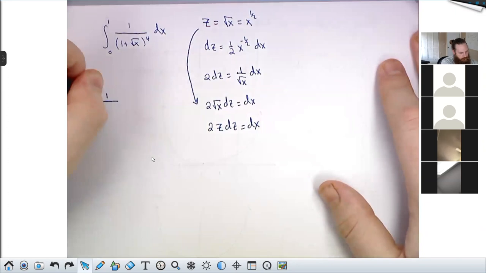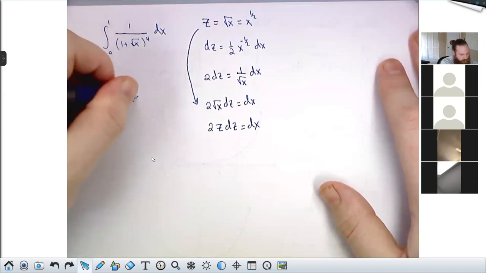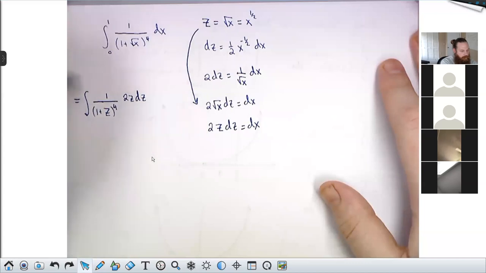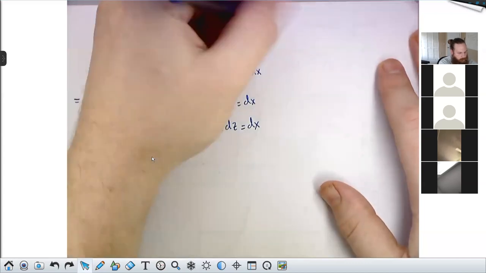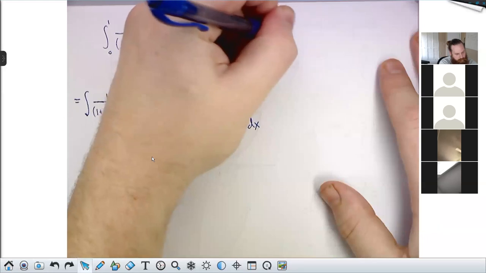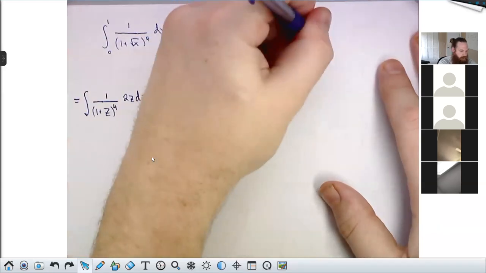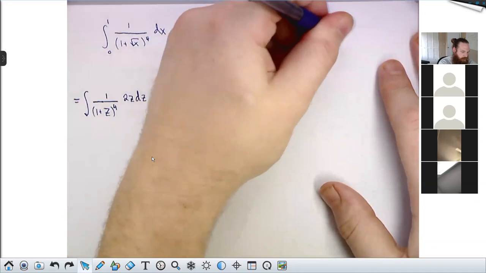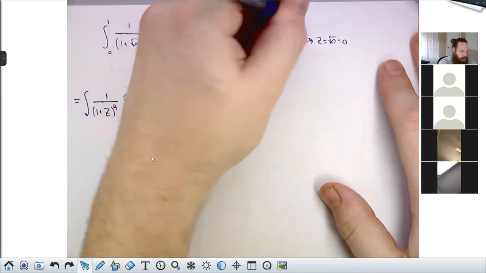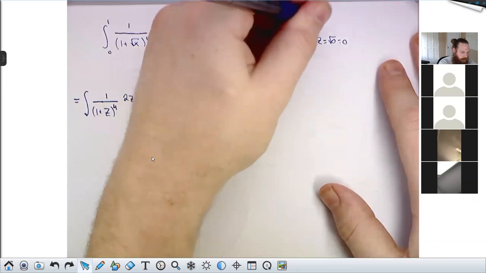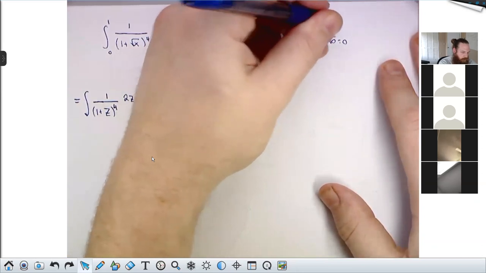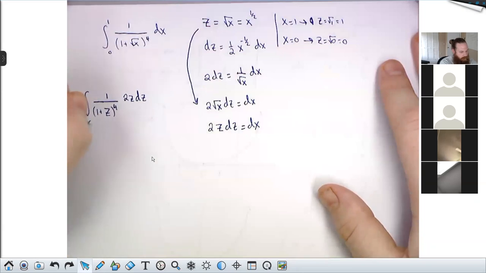I'll have 1 over z times (1 plus z) to the 4. And then up here, 2z dz. But I also need to change my bounds. Now, when x is 0, the square root of 0 is 0. So z is the square root of 0, which is still 0. And when x is 1, z would be the square root of 1, which is 1. So it turns out my bounds don't actually change with that sub.